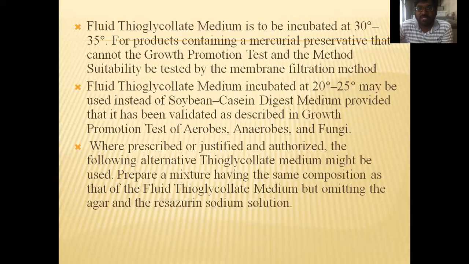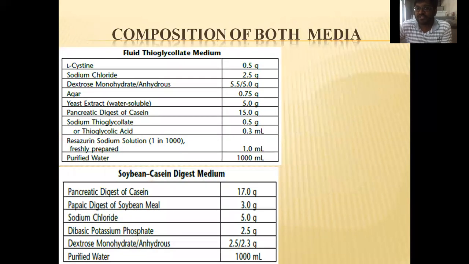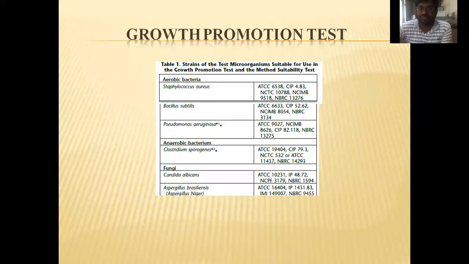Alternative thioglycolate medium might be used, prepared as a mixture having the same composition as the fluid thioglycolate medium, but omitting the agar and the resazurin sodium solution. This is the composition of both media. You can see the fluid thioglycolate medium contains the resazurin sodium solution, which creates a red color ring on the top of the media. Soybean casein digest medium is a simple medium, as I said earlier in the water testing. So both these media are the heart of sterility testing.